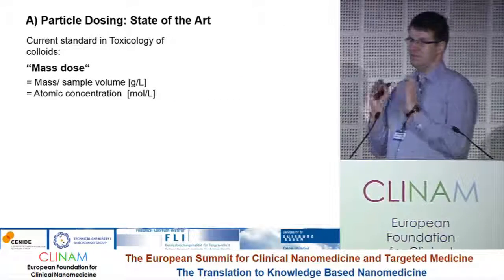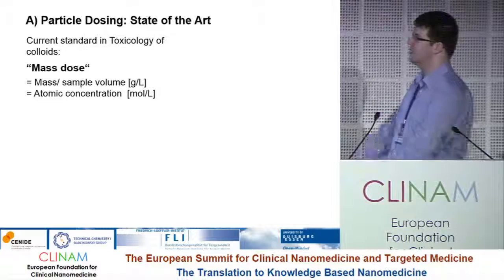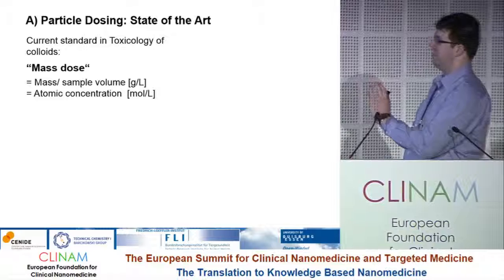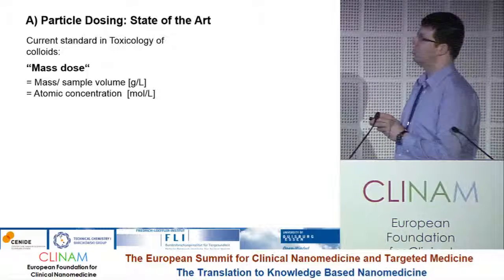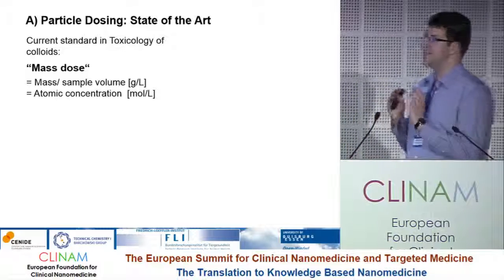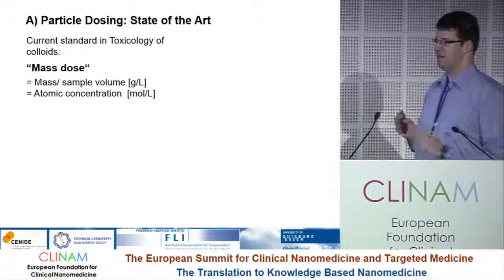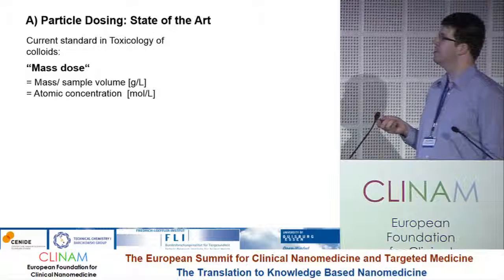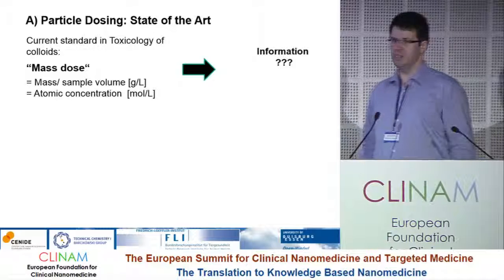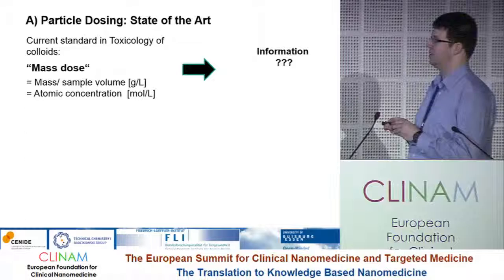When we look at most toxicological assays, what we find is that the current standard in toxicology is mass doses. So we always administer a certain mass per volume, or the atomic concentration of, for example, the metal, the gold. This is established for low molecular weight compounds or for particles with atomic concentrations. However, what is the informative value for nanoparticles? Let's look at a simple example.